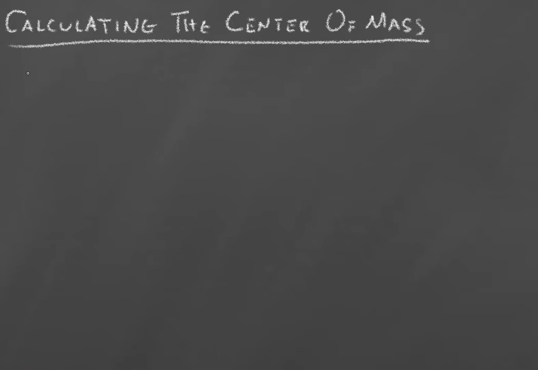So looking at our first example, we had a single particle of mass m. We had a second particle of mass m. And we said they were a distance d apart. So we'll set the position of the first particle to be x equals 0, and the second particle to be at x equals d.